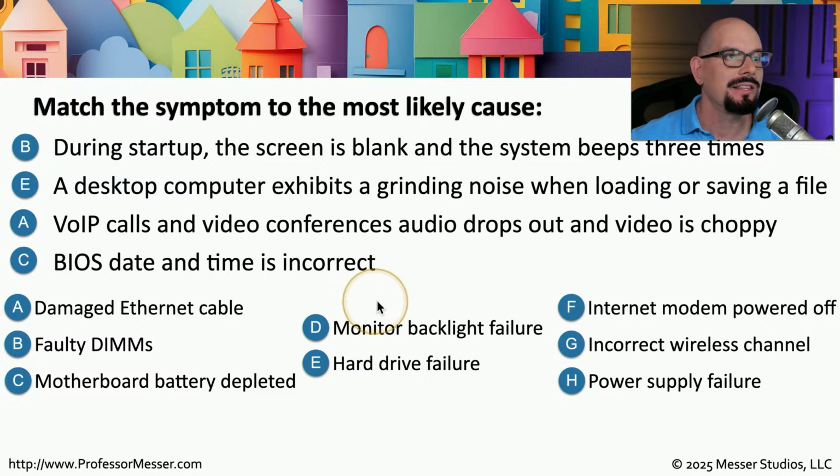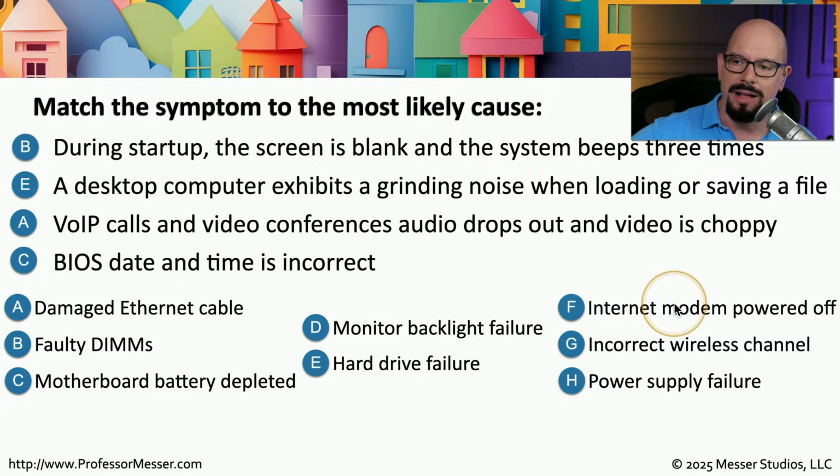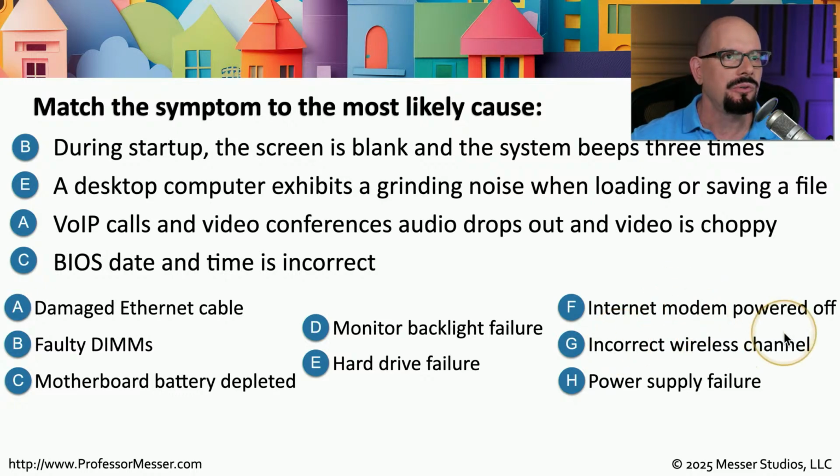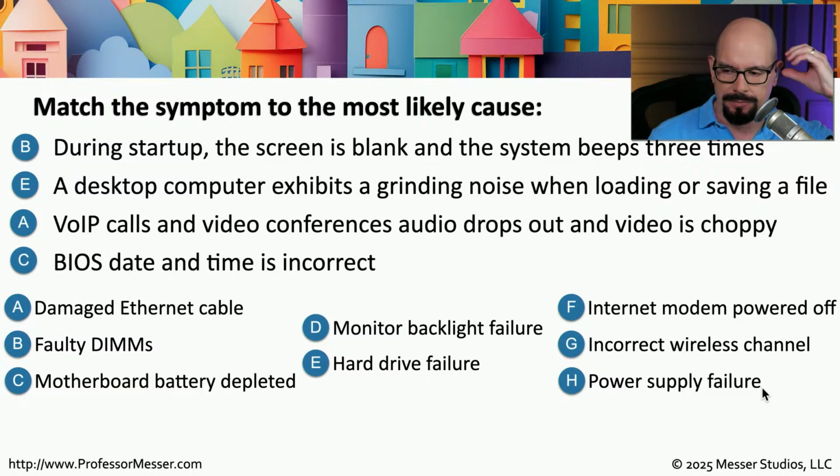Now, this means that things like the monitor backlight failure is not one of those issues. The internet modem was not powered off. That wasn't the issue. We have incorrect wireless channel, and then we have a power supply failure. So those are things that did not fit into this scenario. They would not have caused the problems that we see here on the screen. Hopefully you are familiar with some of these symptoms. Fortunately, the exam objectives themselves have a nice set of symptoms and problems you need to know about, and you need to understand what you need to do to solve those problems. They're all listed in the exam objectives.